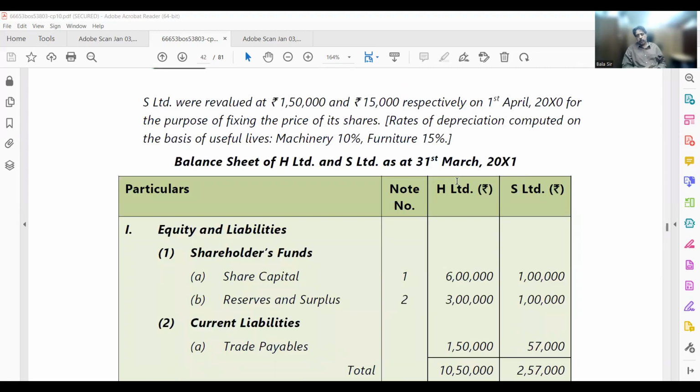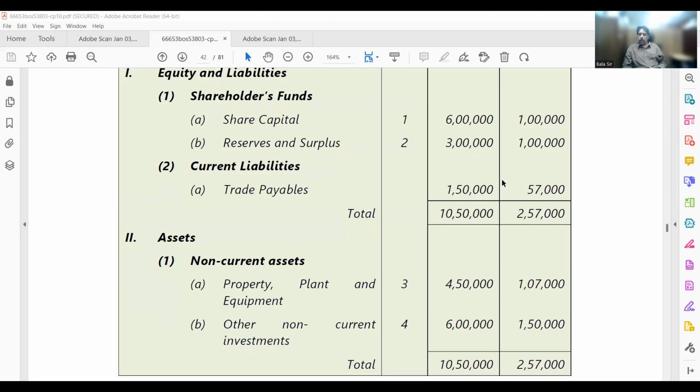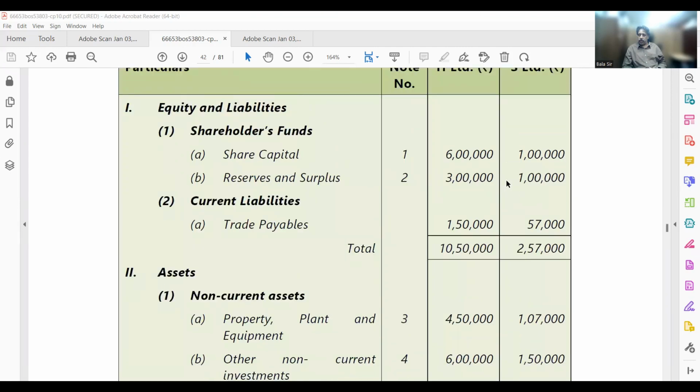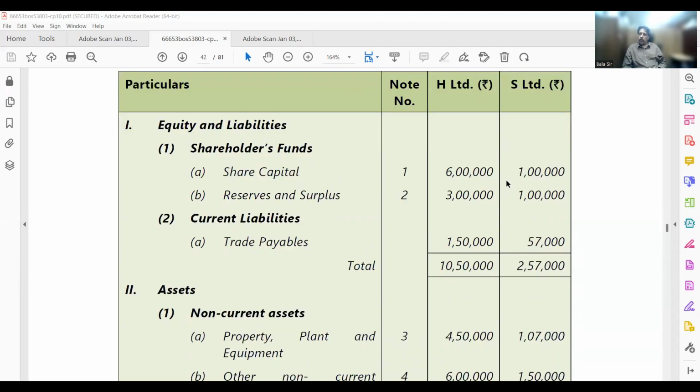Balance sheet of H Limited and S Limited as of 31st March 20X1. Now they have given the balance sheet as on 31/3/X1, at the year end. For now, read only selective items for me, okay? Yes, sir. Now tell me, what is the share capital given for the subsidiary company, S Limited? Rupees 1 lakh. Is it A and B or H and S? H and S. Okay, very good.